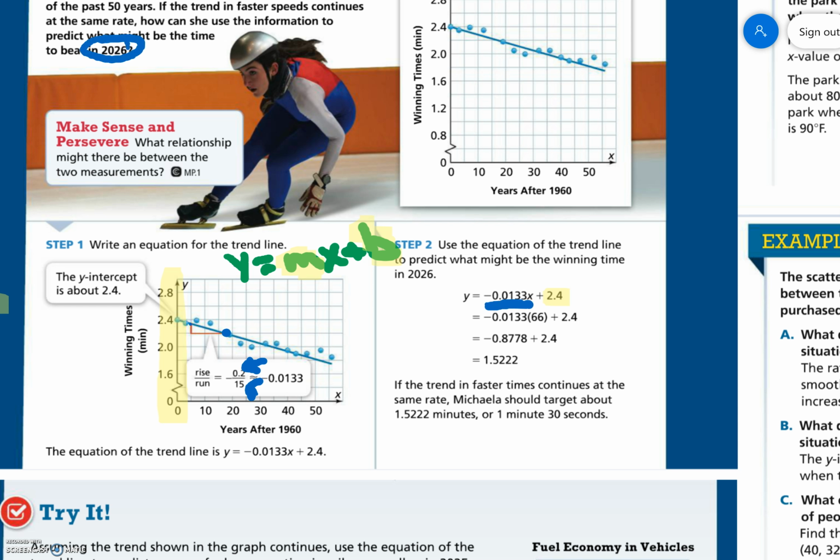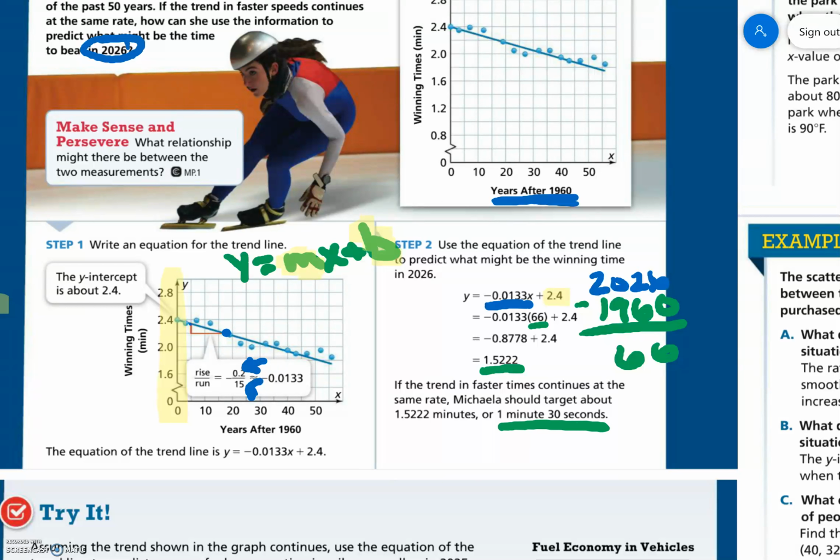Now she wants to know the time in 2026. So if the x value is years after 1960, we need to know how many years it has been if we're in 2026. So we're going to do 2026 minus 1960. That gives us 66 years. That's why they put 66 in for the x. Follow PEMDAS, they multiplied first and then added to find that the winning time would be 1.5222 minutes, or about 1 minute and 30 seconds.